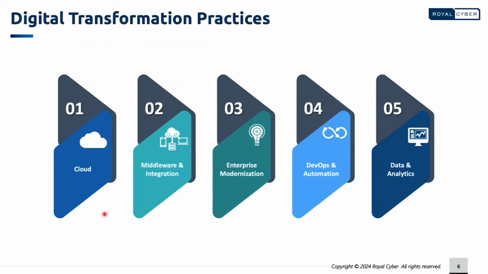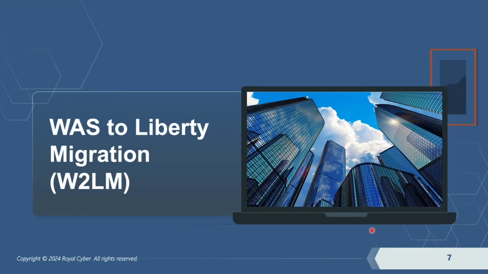Okay, so as part of this digital transformation practice, we offer expertise in areas such as cloud enablement, middleware and integration with some of the top-notch technologies that fall under this ambit, enterprise modernization, DevOps and automation, and data and analytics. So finally, we'll be talking about the WAS to Liberty migration solution.